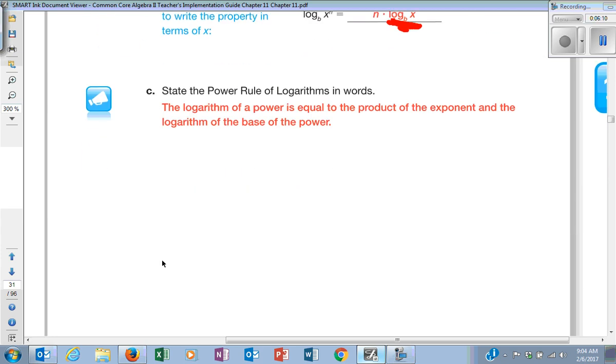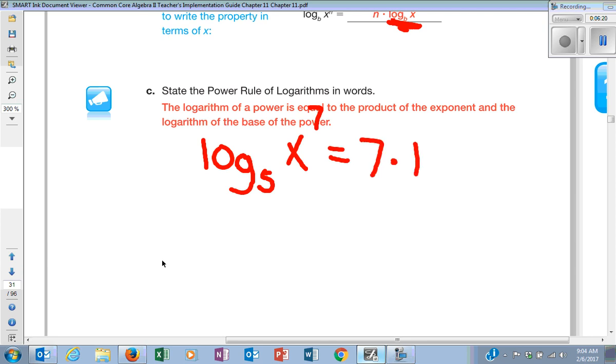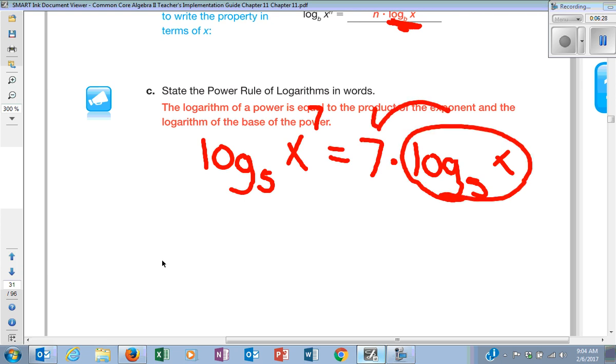So just to give you an example, if I have log base 5 of x to the 7th, that's the same thing as 7 times log base 5 of x. So what I could do is find the answer to this and then multiply it by 7.